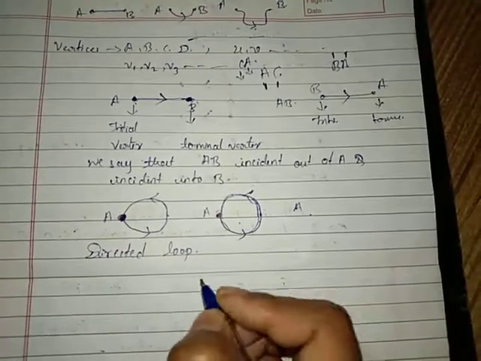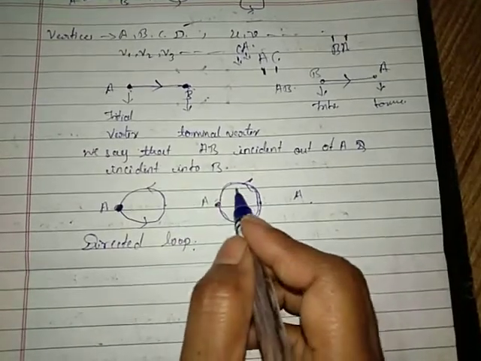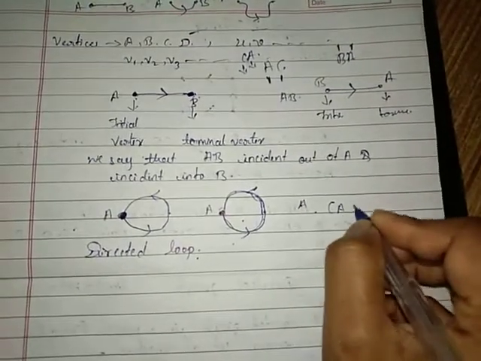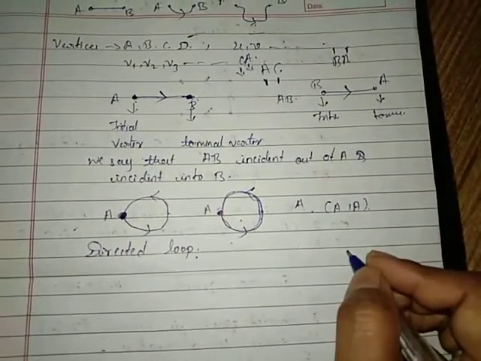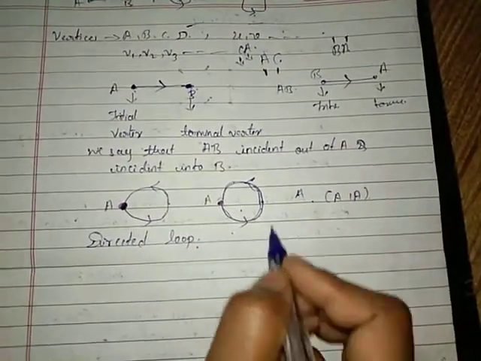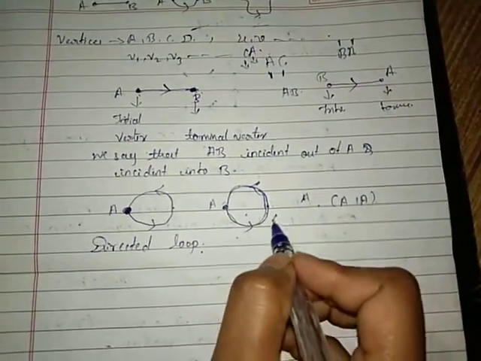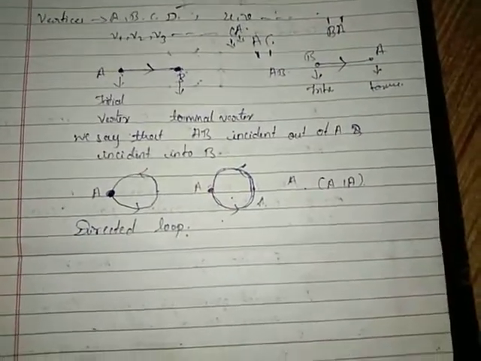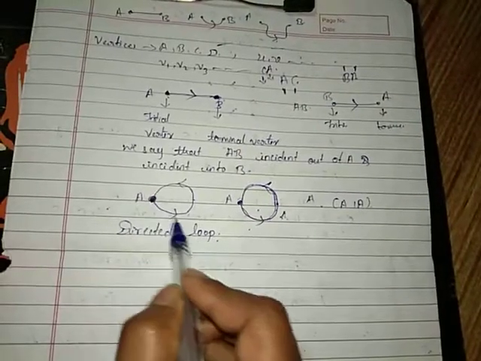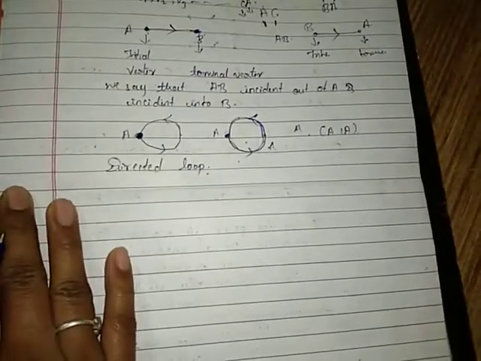Directed loop means a directed edge beginning and ending at the same vertex, and it is denoted by (A, A). Such an edge, or such a diagram, as shown here, is called a directed loop. So it begins with A and ends with A. That is called a directed loop.